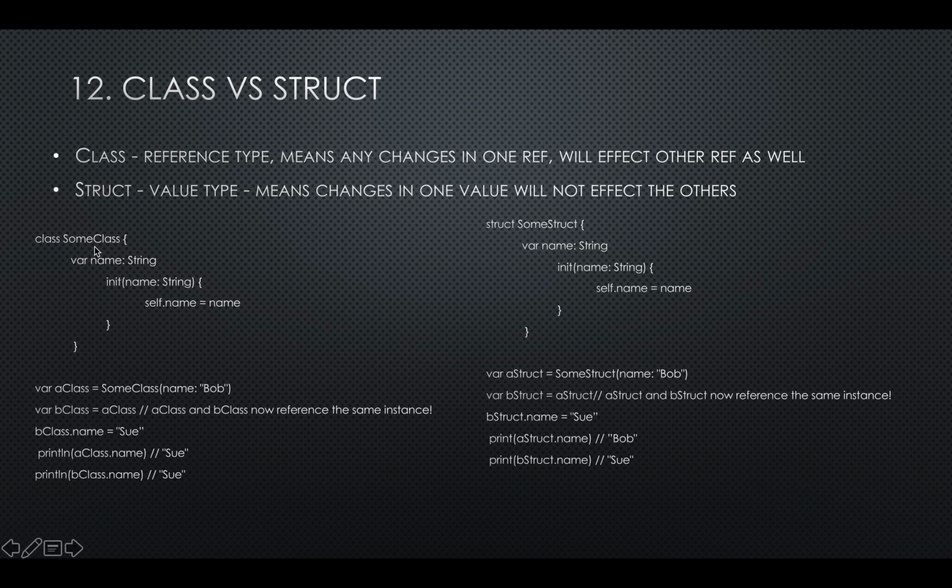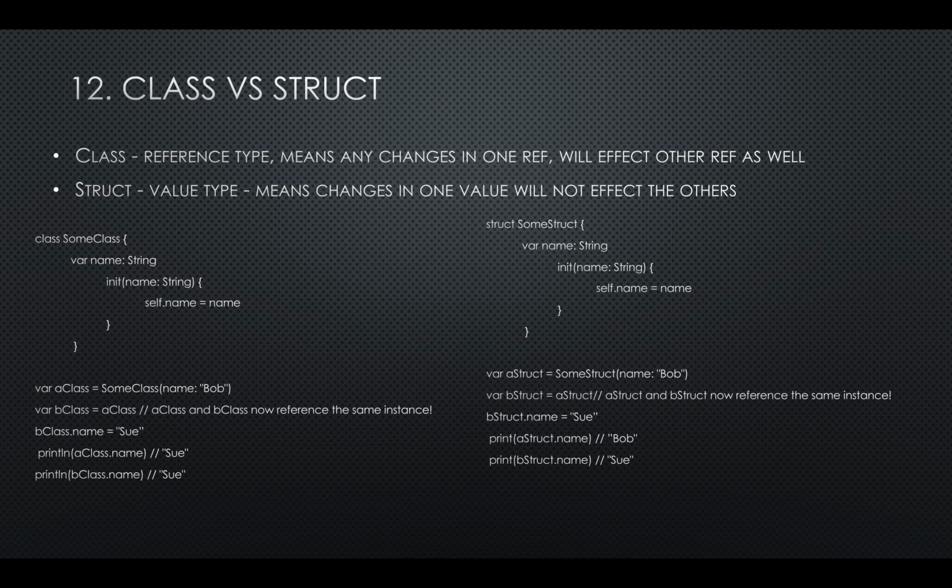So let's say we have some class, and the variable is name, and in our init we are assigning the variable. Okay, now we create an object of that class, a class, some class, name Bob. Okay, and then we create one more variable, b class, and then we assign the reference of a class to b class. Okay, and now b class dot name equals Sue. So for b class it is Sue, but as you know, with a reference type, any changes in one reference will affect the other reference as well.